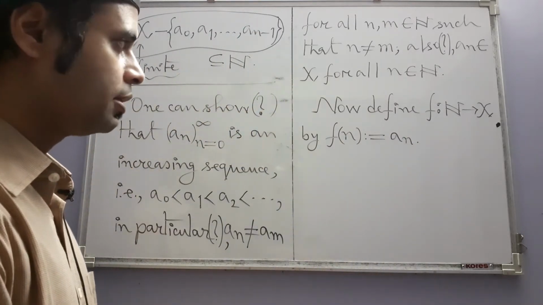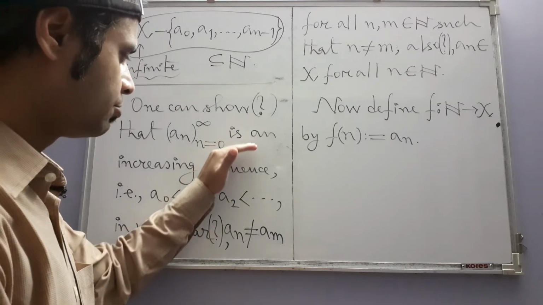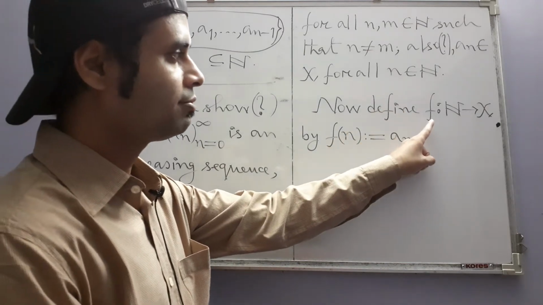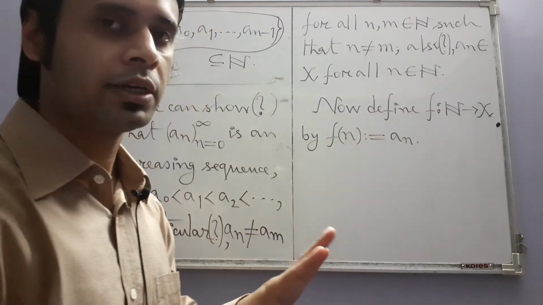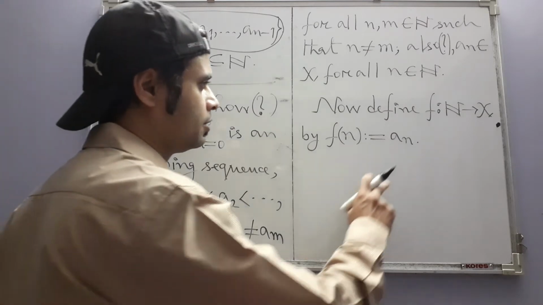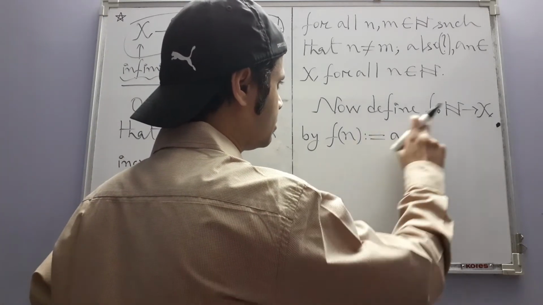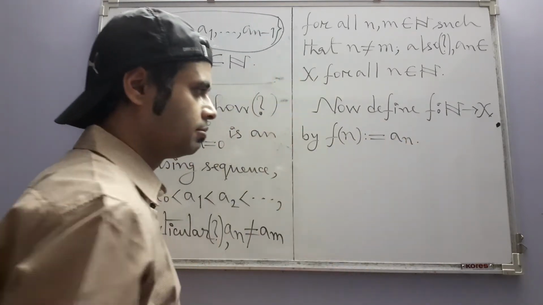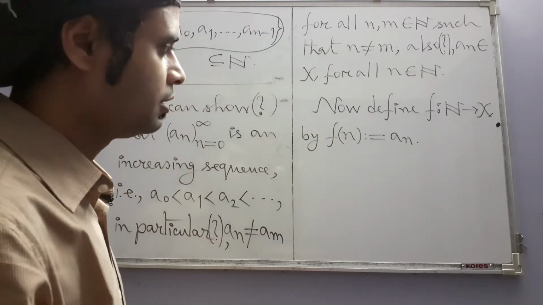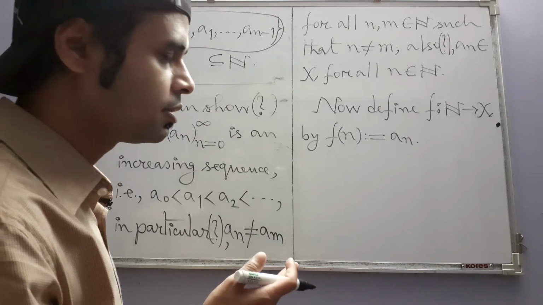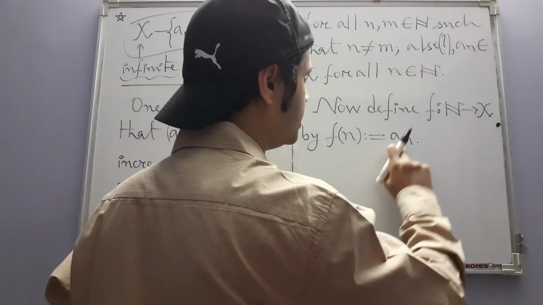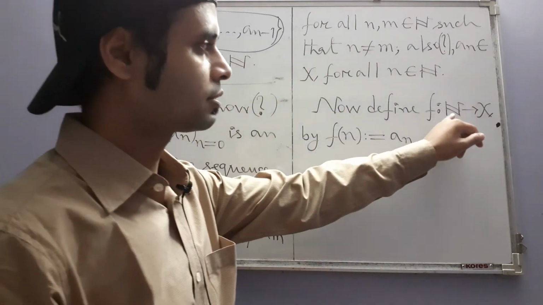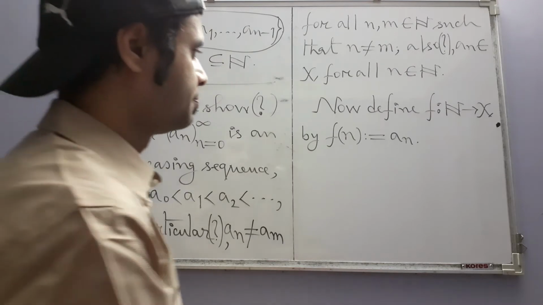So you can now see that due to these facts, first of all, f in fact is a well-defined function. Why? That's because for each n there exists a unique an, and that's why f is well defined. But there is one more aspect to this. These an's in fact all are in X, so f is in fact a function from N to X.